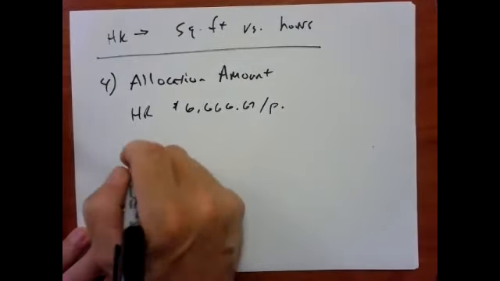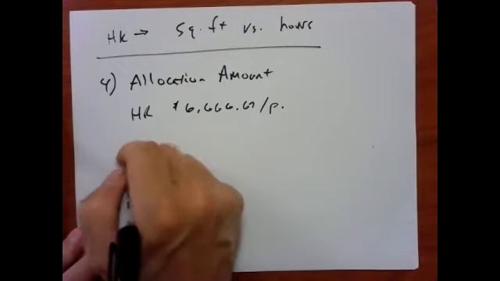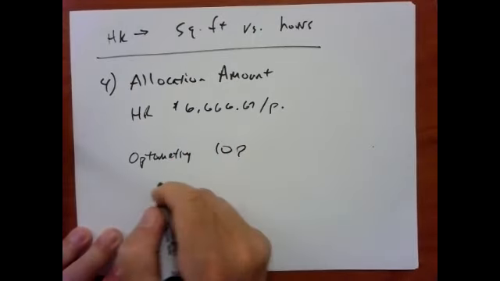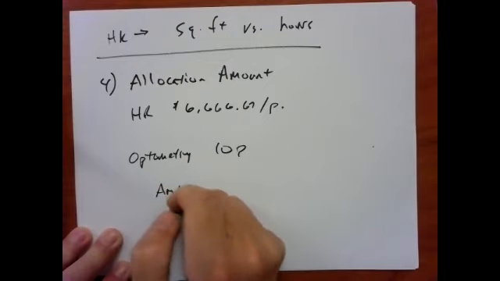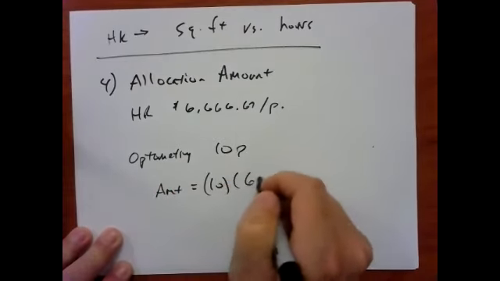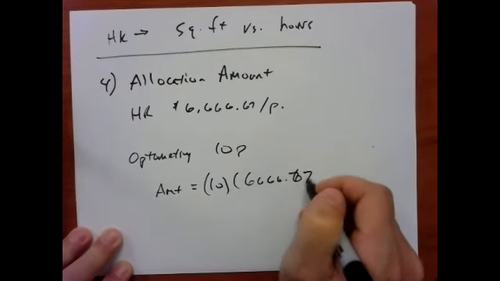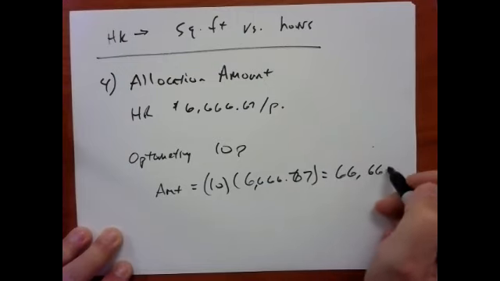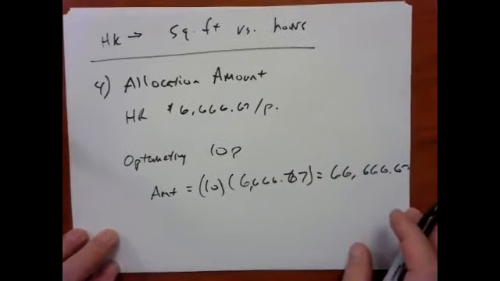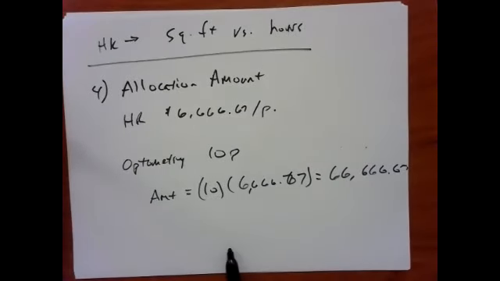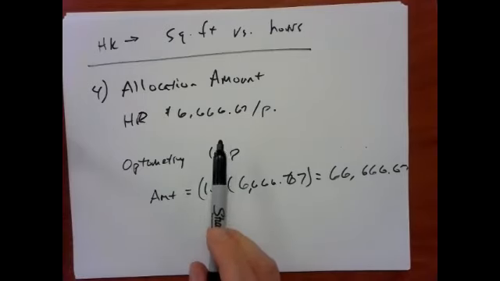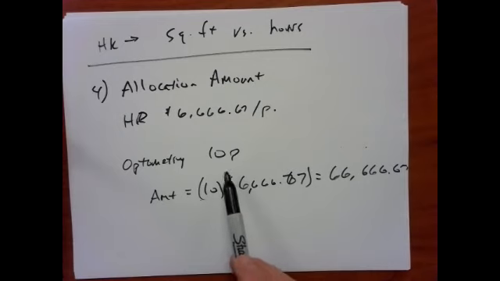So then we need to know, okay, optometry has 10 people. So optometry's allocation amount is going to be 10 times 6,666.67, which will be $66,666.67, right? So the amount that goes to optometry for HR, not housekeeping, for HR, is going to be based on the allocation rate times the number of people.